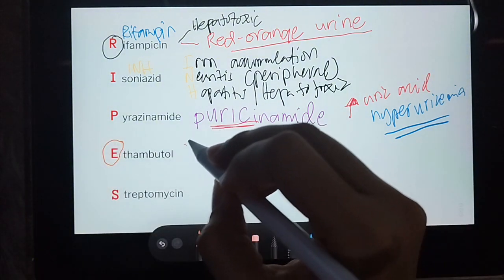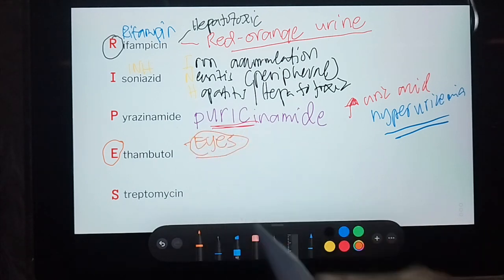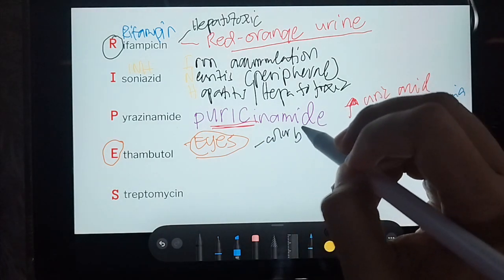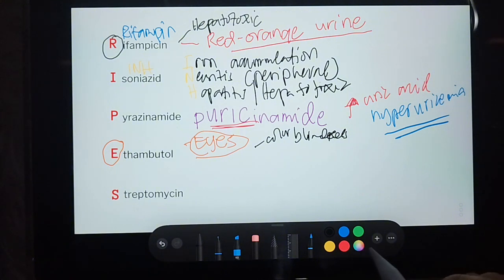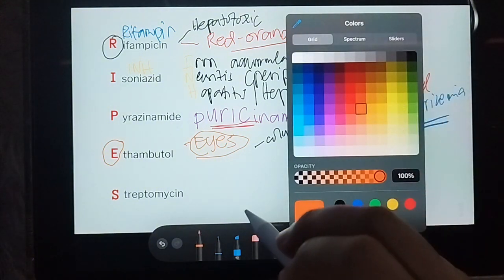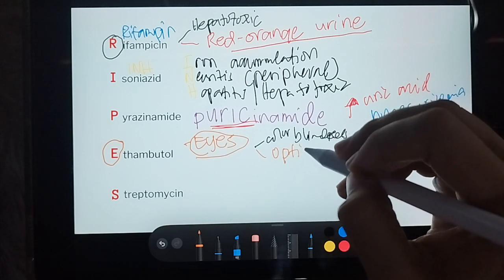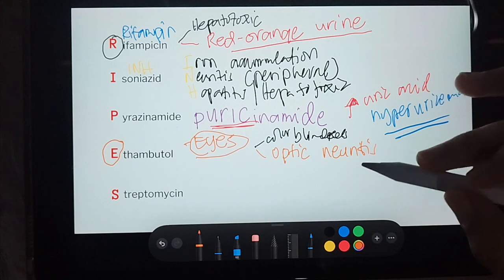Next is ethambutol. Para sa ethambutol, tandaan mo ang E, which is also for your eyes. Dahil ang mga important side effects and adverse effects ay may kinalaman sa ating mata. First, pwedeng magkaroon ng color blindness. But the most important is ang ating patient ay pwedeng magkaroon ng optic neuritis or yung pag-inflame or pagka-damage ng ating optic nerve.